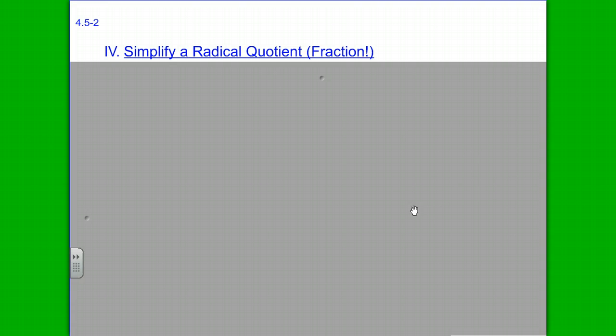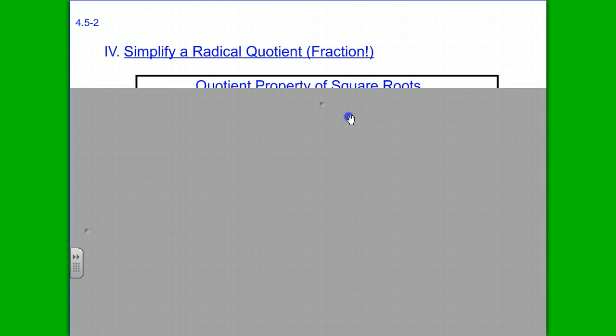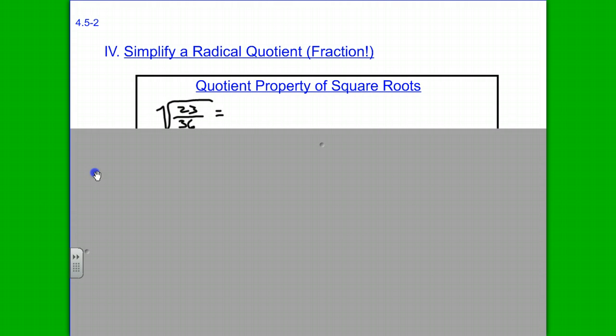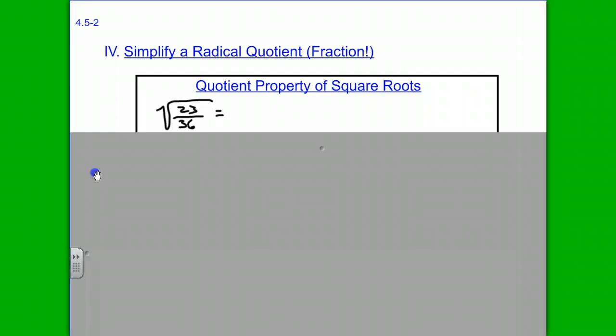Okay, so hopefully you're strong there. And now today we are simplifying radicals still. We're going to continue that, but now with fractions. So there is a property called the quotient property of square roots. And before we write the actual rule, which involves variables, let's try a sample. The square root of this fraction, 23/36.